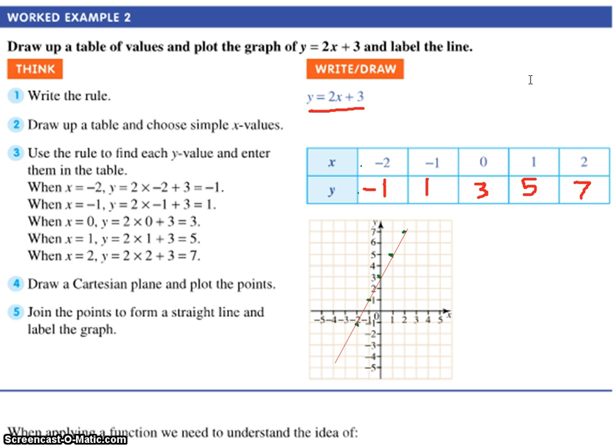Now the last thing you have to do was you actually have to label the graph. It's very important that you do that, because in a lot of cases it may look as though you've done the right thing, but we want to know that you've definitely done the right thing. So you have to label it, and you label it just next to the line, and you write down what the rule was. So this is y equals 2x plus 3. And there you go, you're done. Awesome. Moving on.